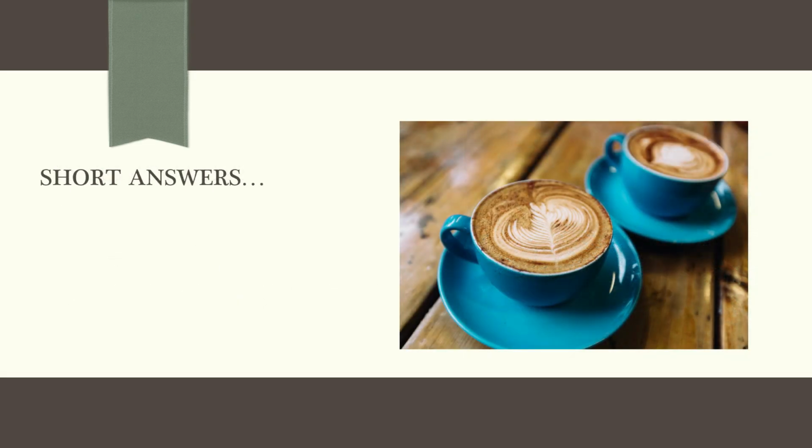When answering a past perfect yes/no question, we usually give a short answer first, then the full sentence if needed. For example, had she finished her homework? The short answer would be yes, she had, or no, she hadn't.